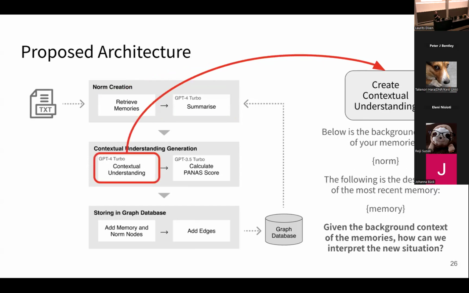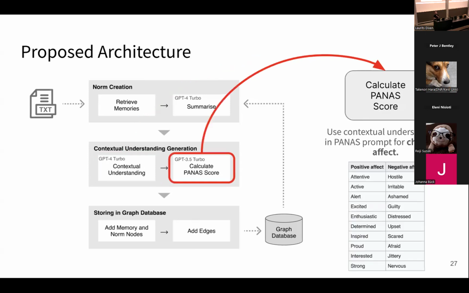Then using this norm, we create what we call a contextual understanding. We compare the most recent event perceived with the norm to see, was this unexpected, to get the understanding of the event in context with what was expected. So given the background context of the memories, how can we interpret the new situation?